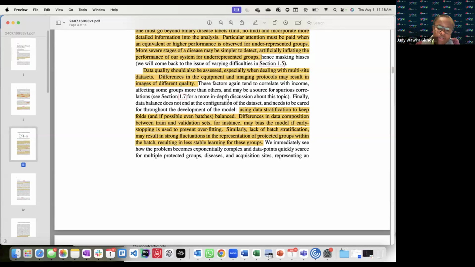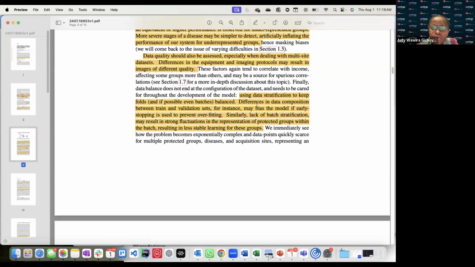One of our students, Joao, did this work where every time you drop a subgroup, you show what the composition of the remaining data set is. I'll try to pull that up and show you; it's a package now. It's important to show how the composition of your data set changes over the whole life cycle. Differences in the data composition between the training and validation stages, for instance, may bias the model if early stopping is used to prevent overfitting.